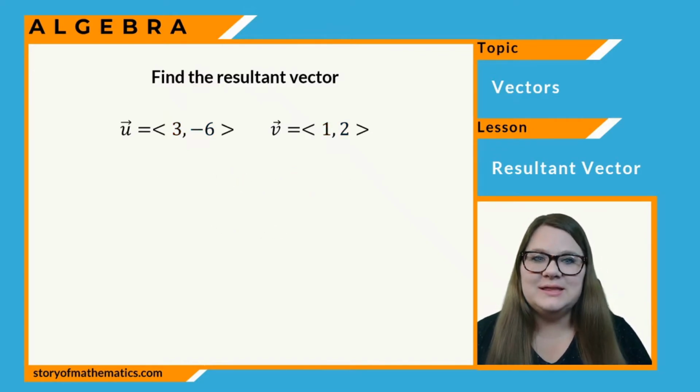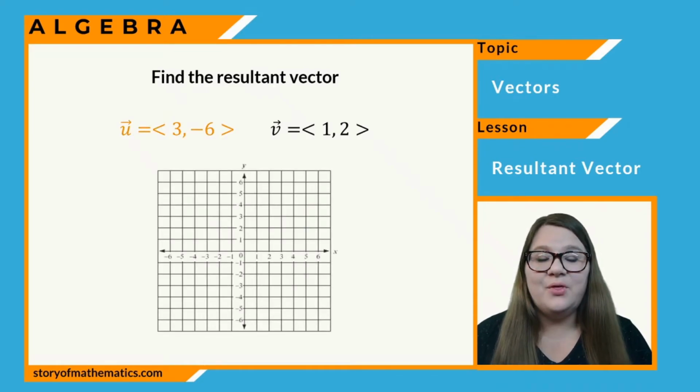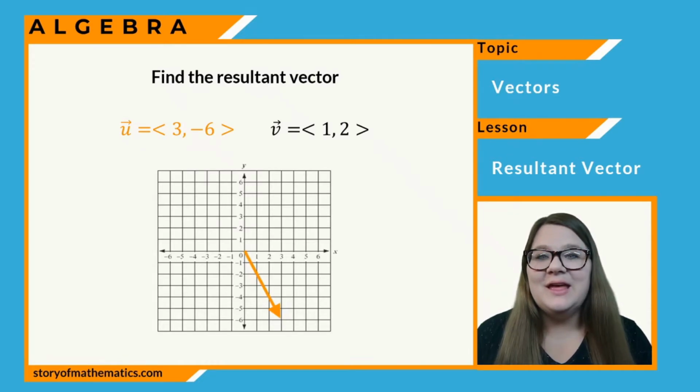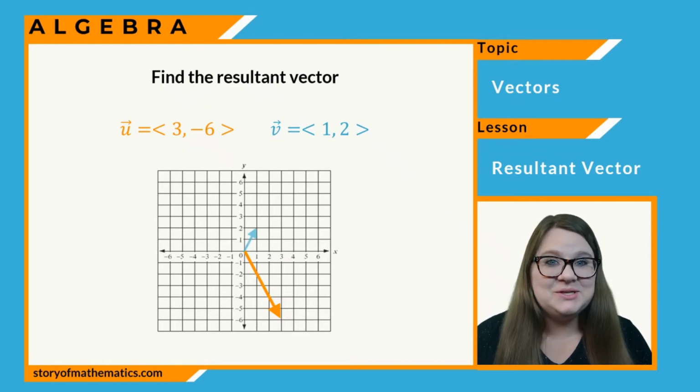If we wanted to look at this graphically, we could show the same thing. I would have 3, negative 6 by going to the right 3 and down 6. Then I could also graph 1, 2 by going right 1 and up 2.